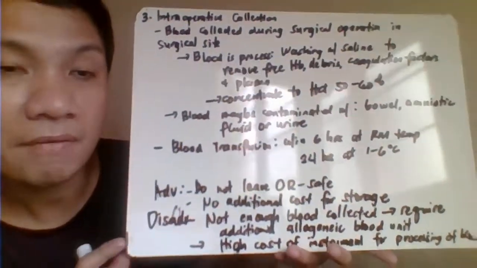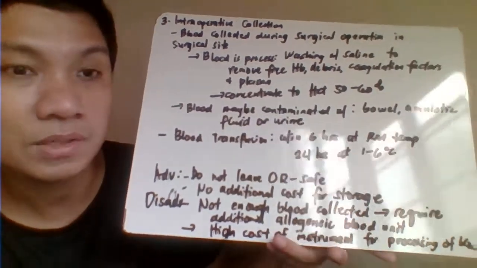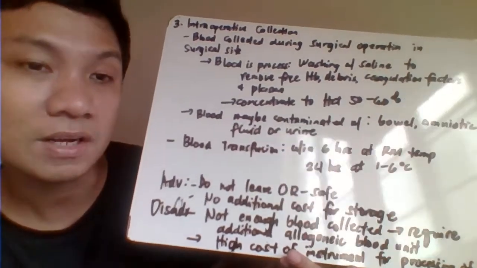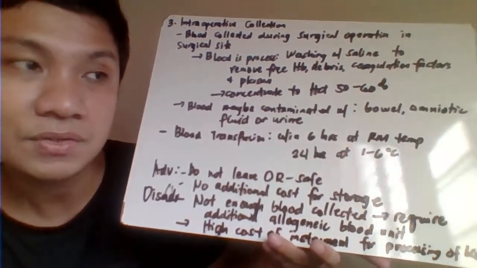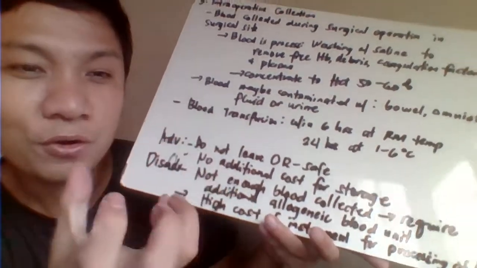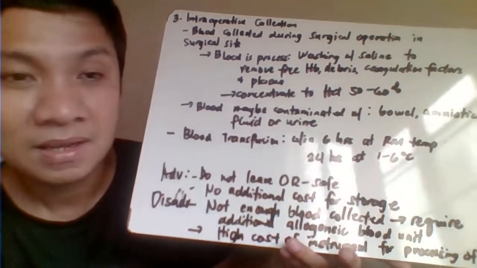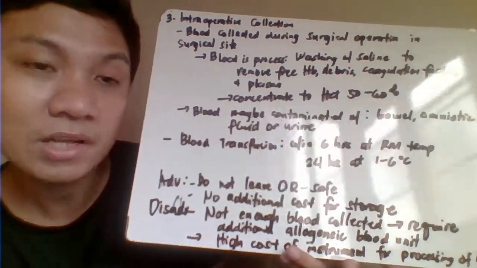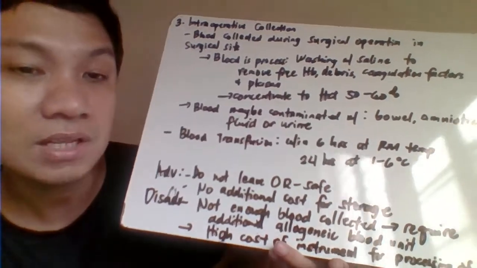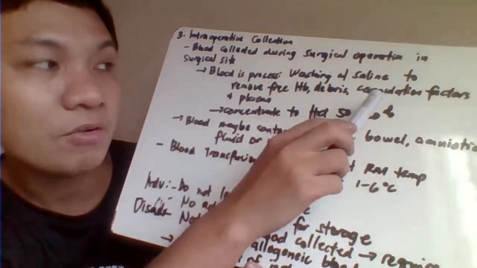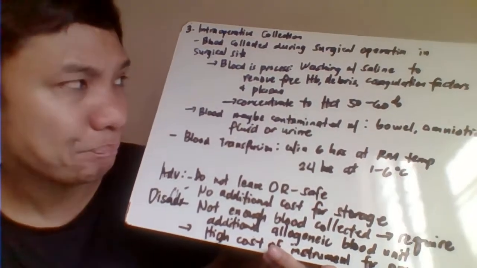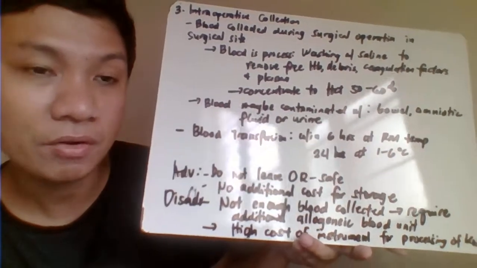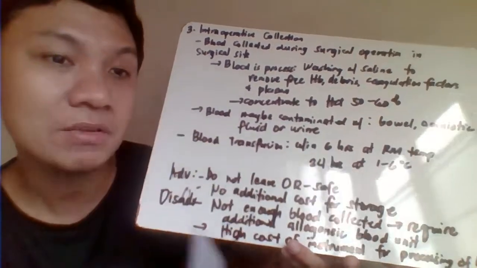Okay, the next one, we have your intraoperative collection procedure. So this is the autologous donation wherein the blood is being collected during the surgical operation. You try to collect the blood at the surgical site. Sa mga dugo na lumabas sa surgical site niya, na inoperahan siya, yun ay kokolektahin mo and then try to process that one. How are you going to process the blood you collect in the surgical site? You need to wash to remove your anticoagulation factors, your free hemoglobin, your debris, and even your plasma. And after that, you need to concentrate in order for you to have a hematocrit of 50 to 60%.